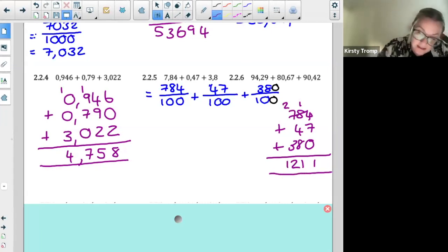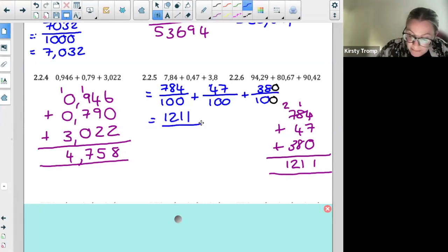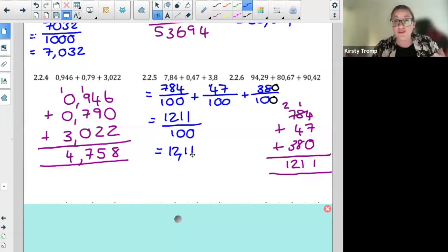All right. So now I've got 1, 2, 1, 1 over my common denominator, which is 100. So my final answer is going to be 12.11. And that's the way you do it if you don't want to deal with fractions. Make them into those and then do it like that.